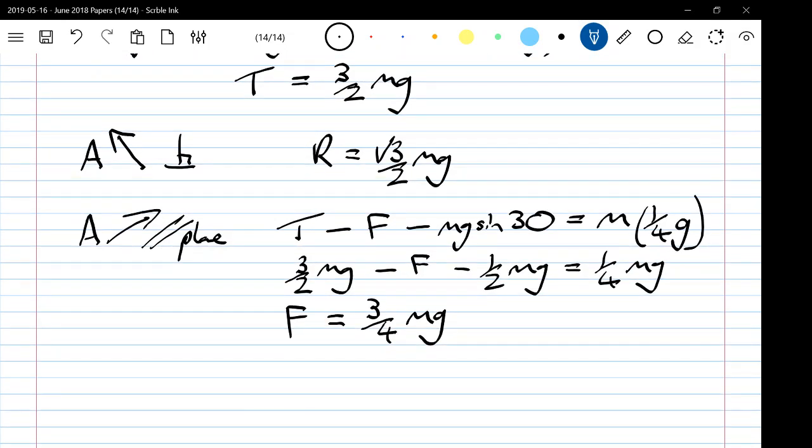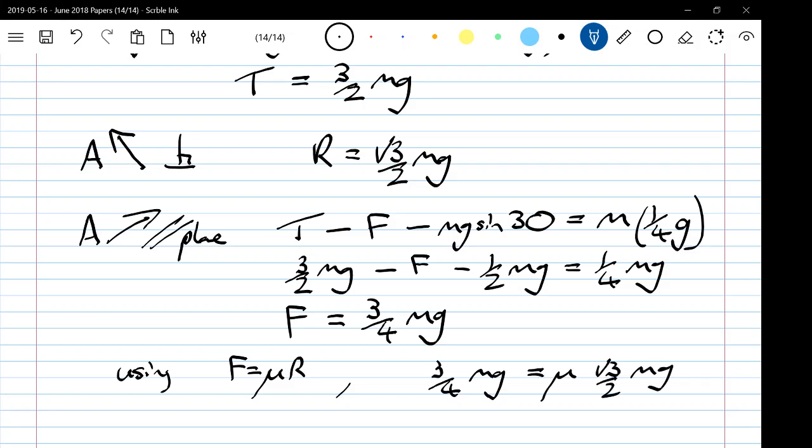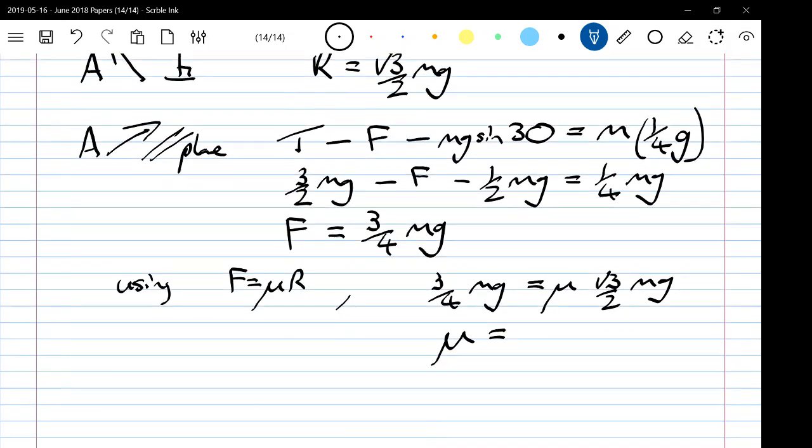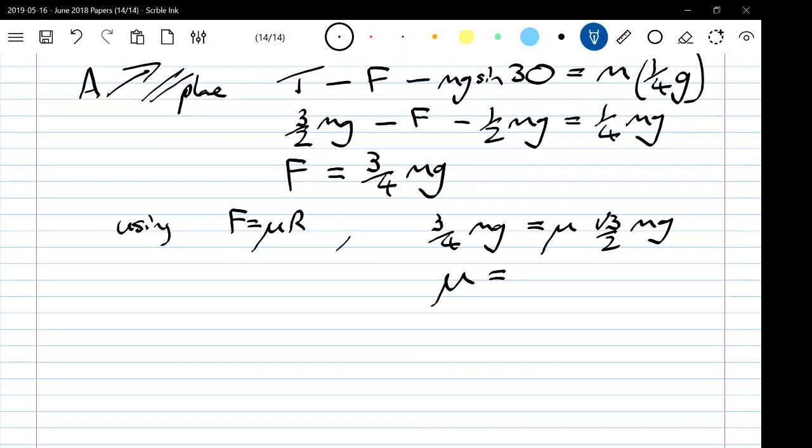And using F equals mu R, we now have that 3/4 of mg is mu times root 3 over 2 mg. So we found mu again. This time as being 3/4 divided by root 3 over 2. Which is 3 over 2 root 3. And if I multiply top and bottom by root 3, that is root 3 over 2.